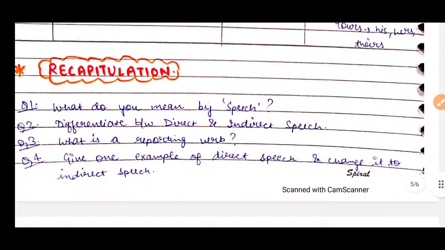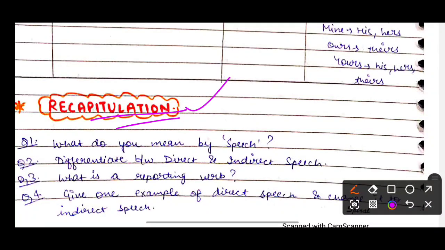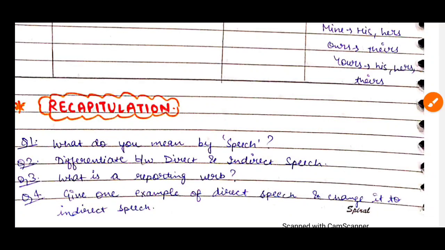The next heading in our lesson plan is recapitulation. In recapitulation we ask students some questions related to what we have just taught. First question is, what do you mean by speech? Second is, differentiate between direct and indirect speech. Third is, what is a reporting verb? Fourth is, give one example of direct speech and change it to indirect speech.